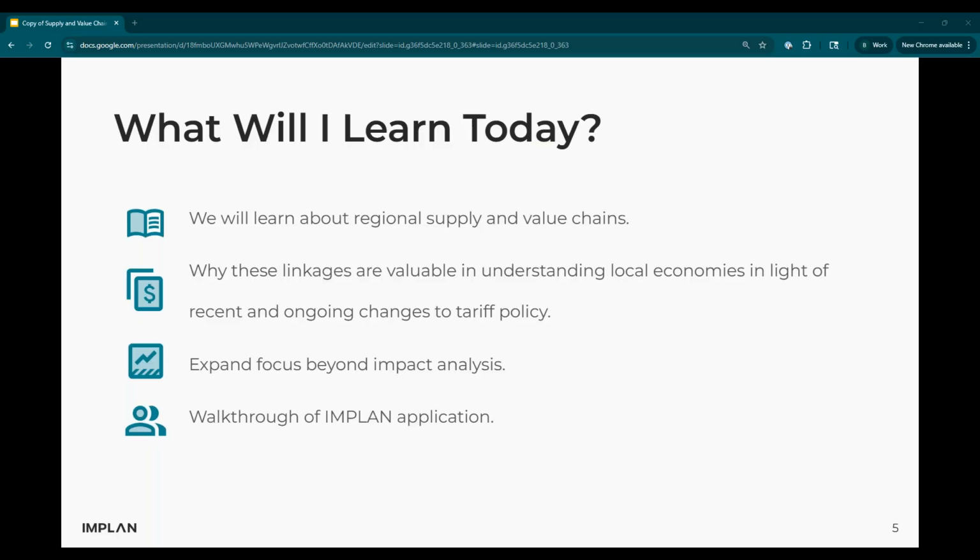So what are we going to be going over today? Well, first of all, what are regional supply and value chains and how do they differ from one another? Then we'll assess how these chains are valuable in really understanding how different parts of a regional economy interact in light of recent and ongoing changes to tariff policy. All of this will be used to extend our focus to underlying IMPLAN data sets. And then finally, we'll go over some use cases and actually walk through some slides showing how to examine regional supply chains and value chains in IMPLAN.